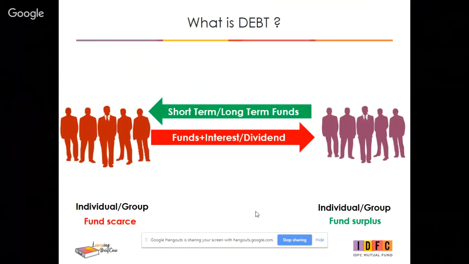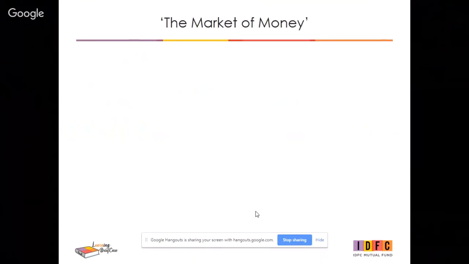This is a small snippet of what debt funds are. Debt basically is only a transaction where money is exchanged, and in lieu of the money being exchanged, you pay back in interest or a dividend. Now, who is this market for this money? Who's the fund surplus and who's the fund deficit?